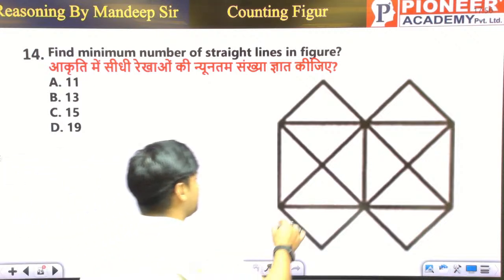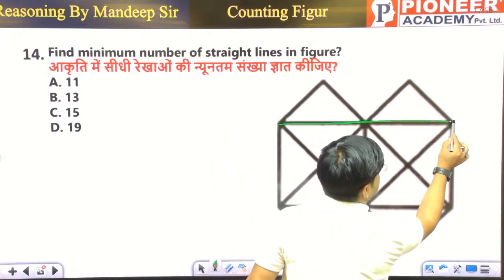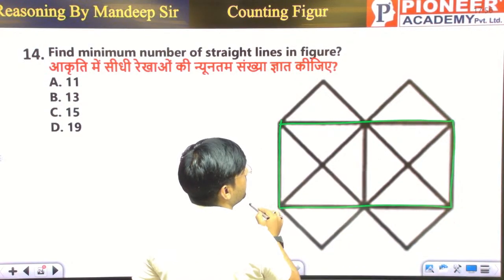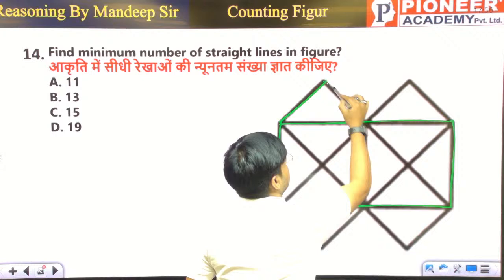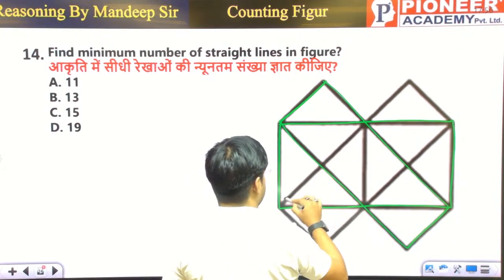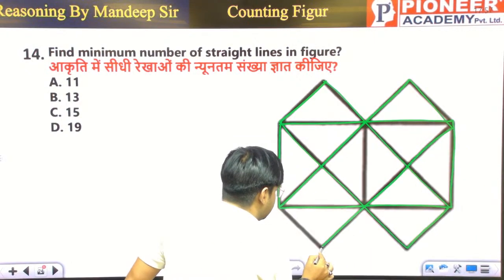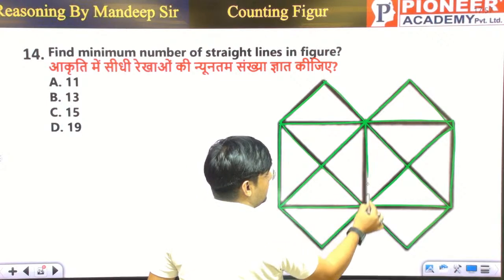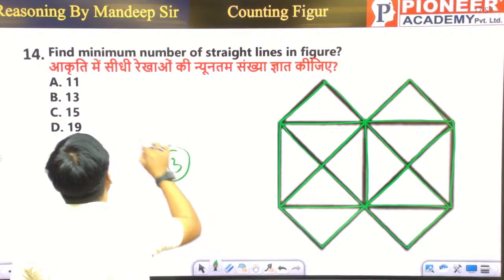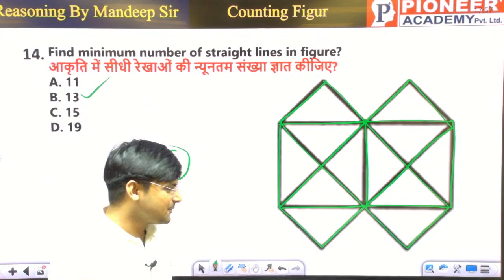Let's see. 1, 2, 3, 4, 5, 6, 7, 8, 9, 10, 11, 12, and the remnant is 1 line. 13. There are 13 straight lines in this. Clear?